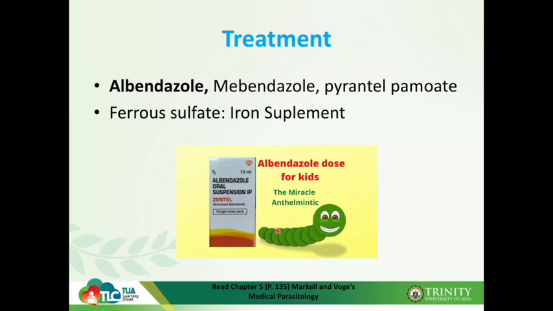Treatment may be albendazole, mebendazole, and pyrantel pamoate, but the drug of choice would be albendazole. Since this parasite causes iron deficiency anemia, as the doctor, you can also prescribe an iron supplement to alleviate the side effects of this infection.